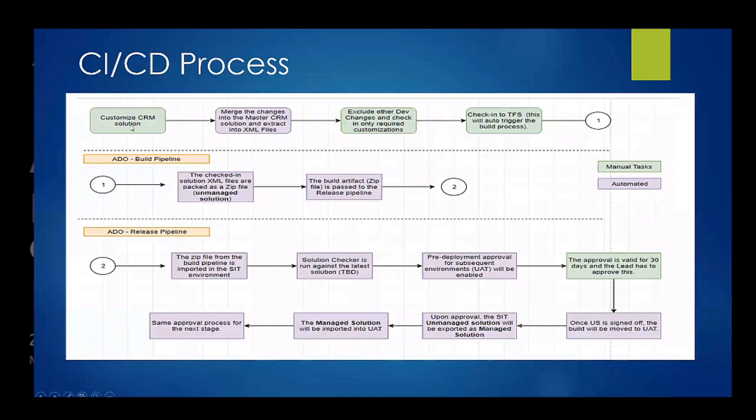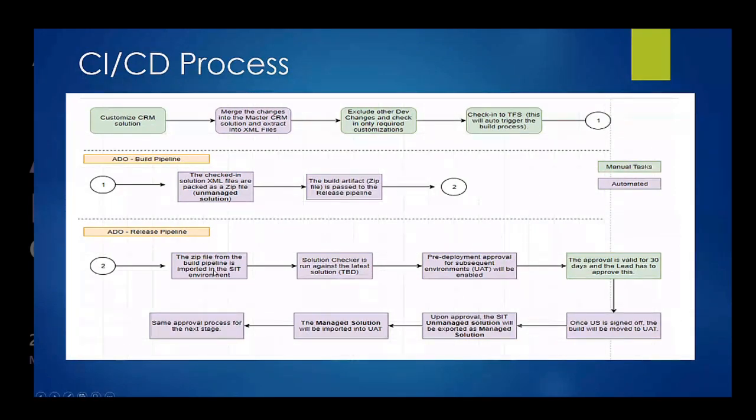As I mentioned in the previous slide, they will customize the CRM solution and add it into the main solution. From here, the PowerShell script will run and export, and the dev will exclude the other developer changes and check in only his required components. It will flow into the TFS. Once it gets committed into the TFS, the build definition will trigger, pick all the XML files, package them into an unmanaged solution, and push it to the artifacts repository.